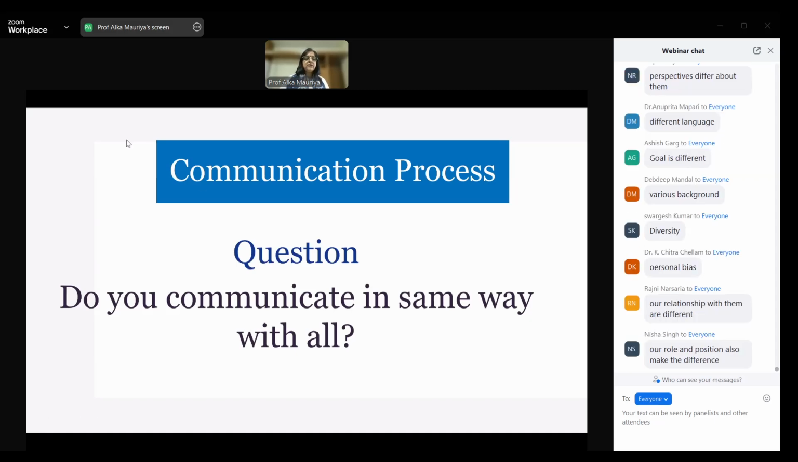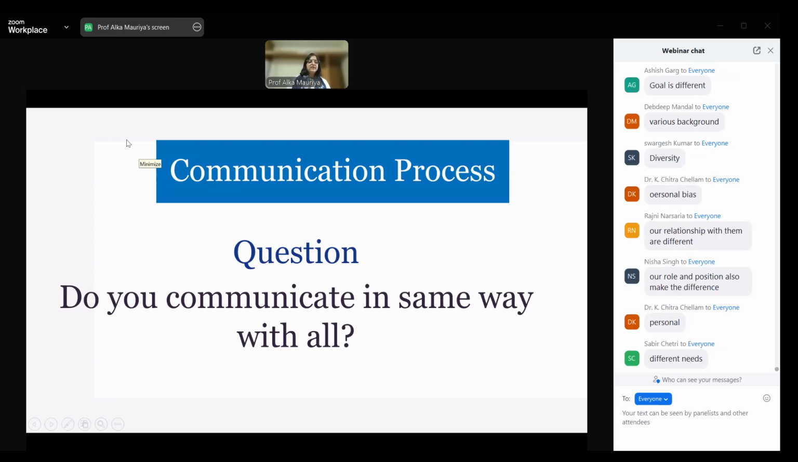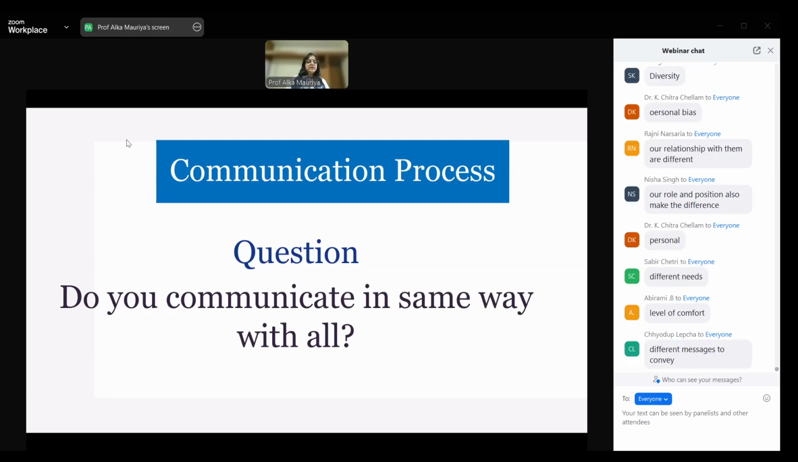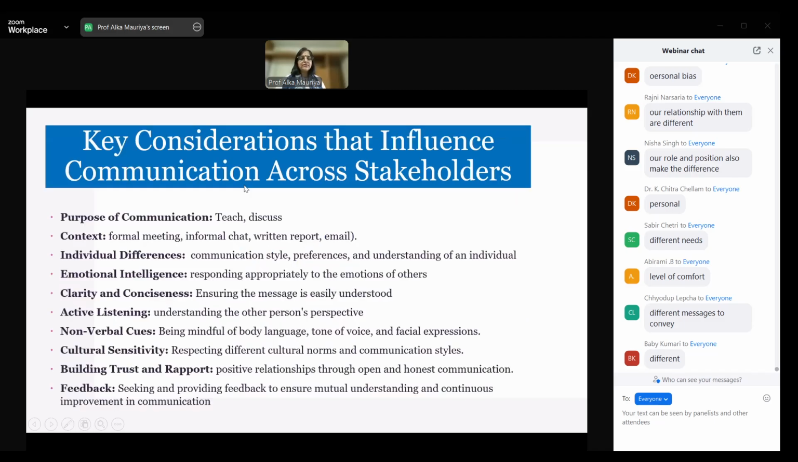So why do we communicate differently? Our roles and positions also make a difference. We communicate differently if we are communicating to a subordinate. We communicate in a different way when we are communicating with the HODs or top management. Level of comfort, good. Different messages to convey. So there are different reasons because of which the communication is different, right?